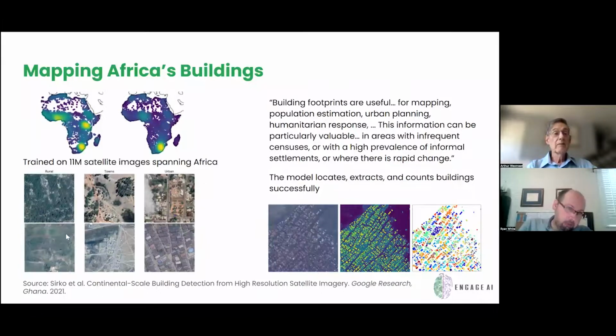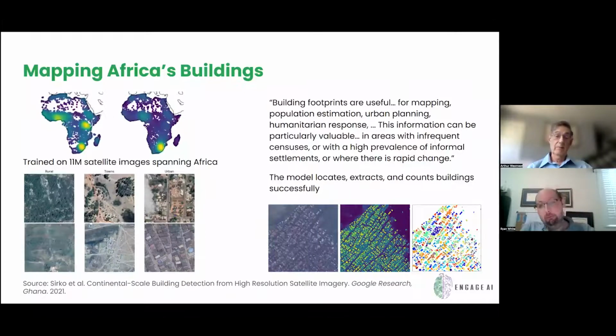And so they had rural images, images of towns, and urban images. They trained a model to locate all the buildings, extract them, and count how many there are. So for a single region, you can measure what the new construction looks like, in a place where there may be no resources to go in and actually do some kind of useful census. So we can come from the sky and still find out useful information. Again, we really never could have done this without these types of tools.